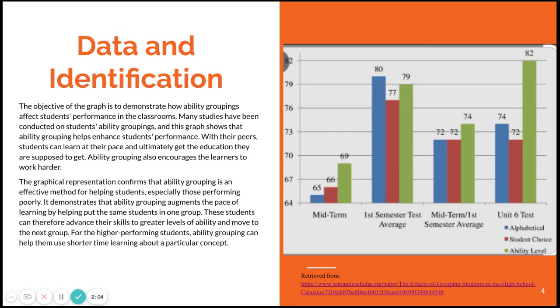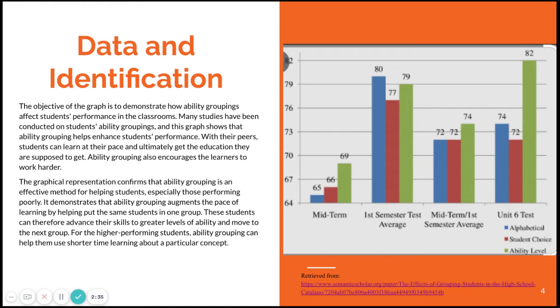So, the data and identification. The objective of the graph is to demonstrate how ability groupings affect students' performance in the classroom. Many studies have been conducted on students' ability groupings, and this graph shows that ability groupings help enhance students' performance. With their peers, students can learn at their pace and ultimately get the education they are supposed to get. Ability grouping also encourages the learners to work harder.